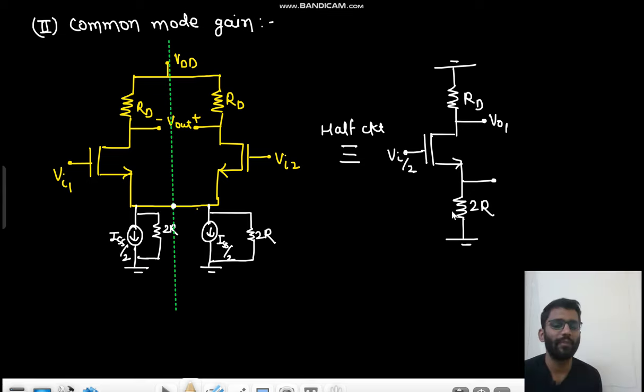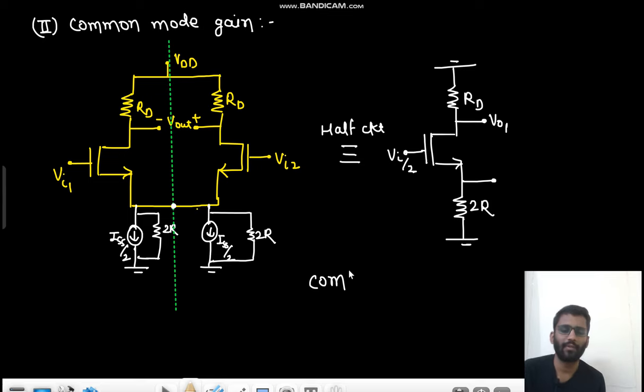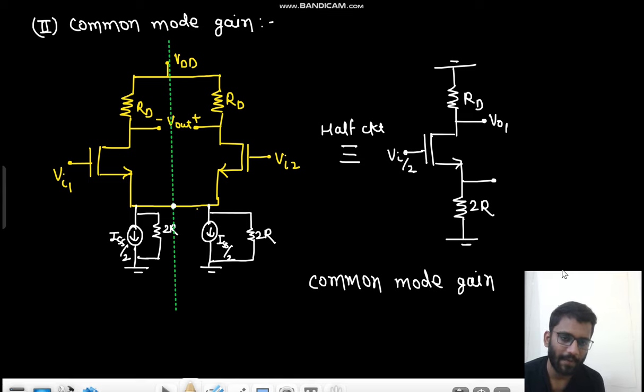Now, what will be the common mode gain? Did I forget anything here? This will be shorted only, so this will not come into action. What will be the common mode gain? For the complete differential amplifier, common mode gain ACM would be gm RD upon 1 plus gm 2R.